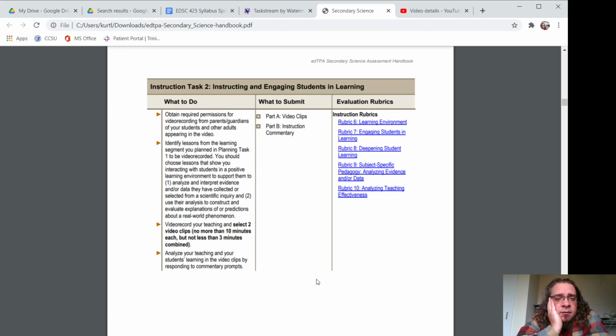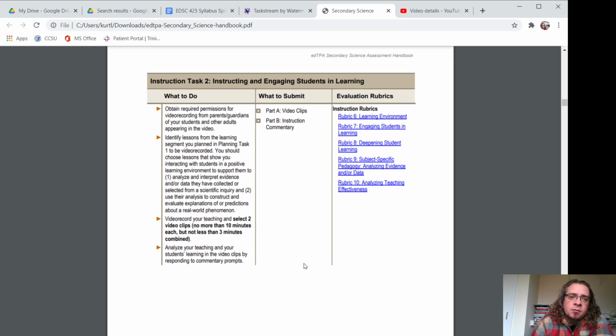The next one, video record your teaching and select 2 video clips no more than 10 minutes each, but no less than 3 minutes combined. So you can see that there's not a lot of video in terms of minutes here. So the question is going to be, well, what should you be recording? And we'll get into the rubrics itself to figure out what's going to be the best approach there. Okay. And last but not least, analyze your teaching and your students' learning in the video clips and provide answers to prompts.